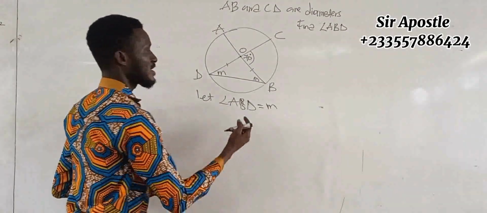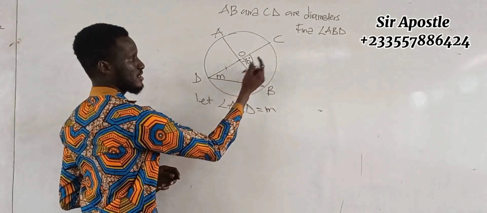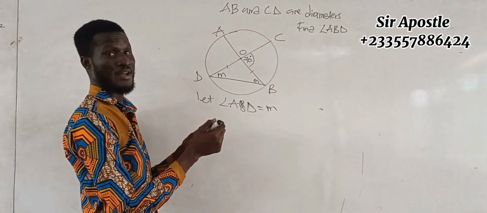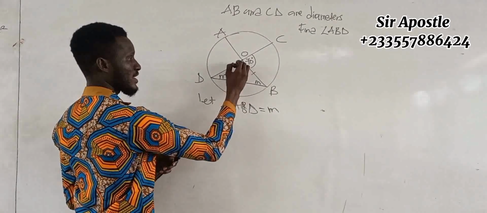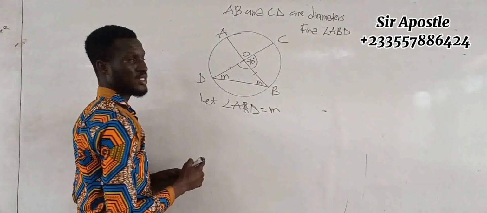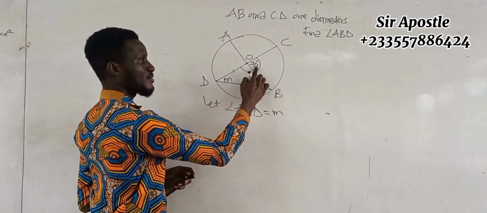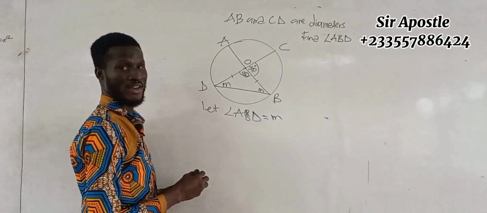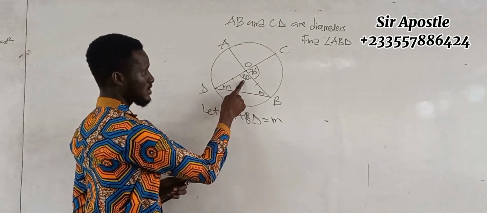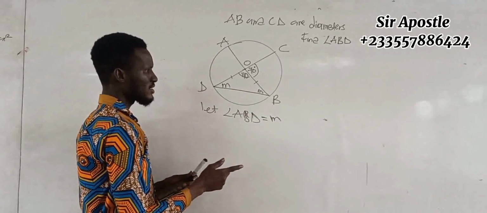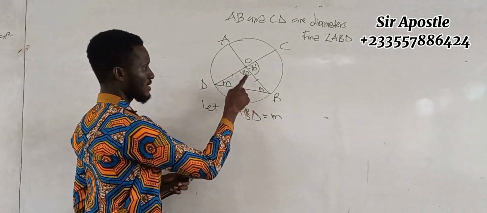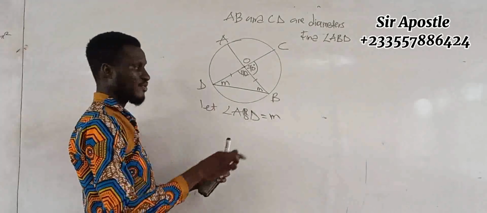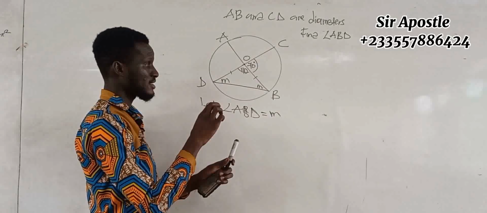Now another way we can solve this one, since here is 70, then I can talk about angles on a straight line. Angles on a straight line add up to 180 degrees. So here plus here is supposed to give us 180 degrees. So subtract 70 from 180 degrees. It means here will be 110. Now since this side is 110, then here plus here plus here is supposed to give us 180 degrees because it forms a triangle. The sum of interior angles of a triangle is 180 degrees.